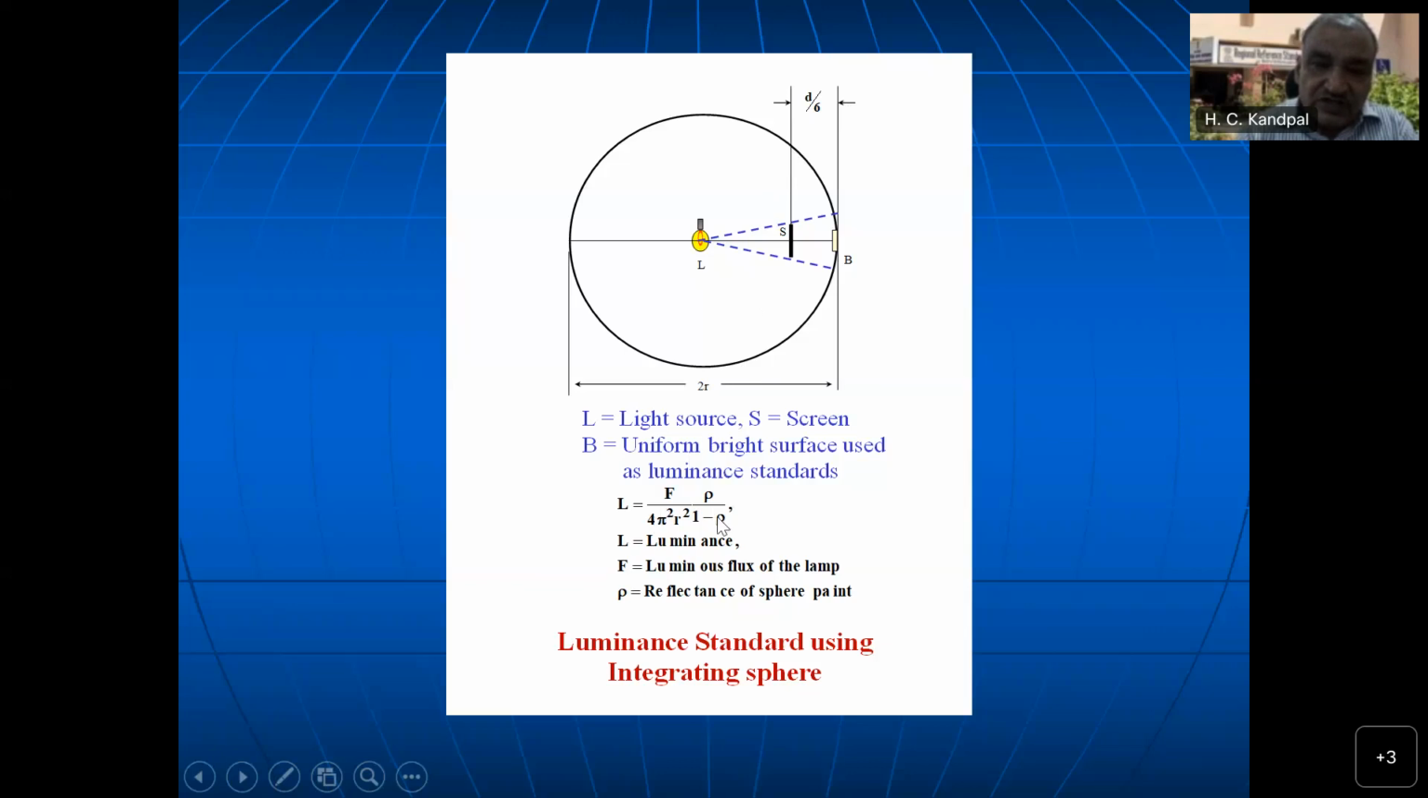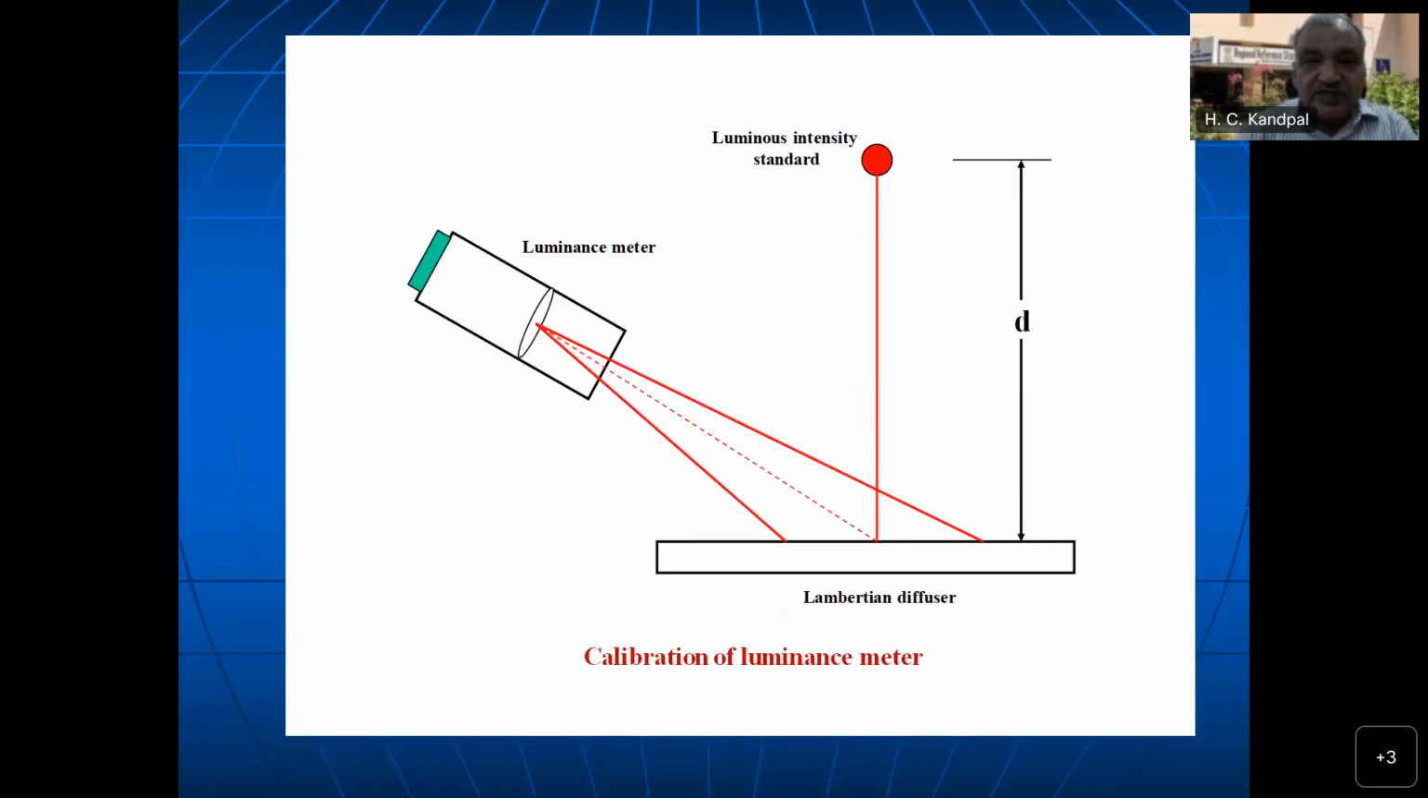So this parameter L is just dependent on this luminous flux. In case you have a luminous flux source calibrated by NPL as a standard, then you can establish a luminance standard by using an integrating sphere. At the same time, you can use a luminance meter by using a Lambertian diffuser and illuminating that with the help of a luminous intensity standard.